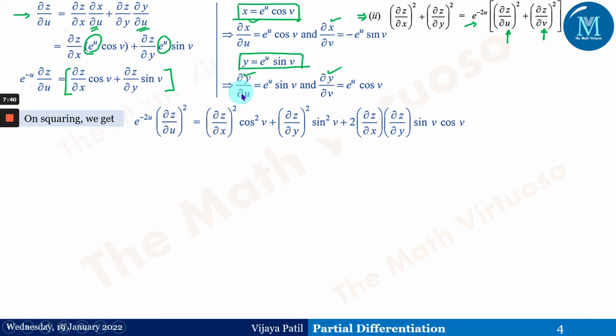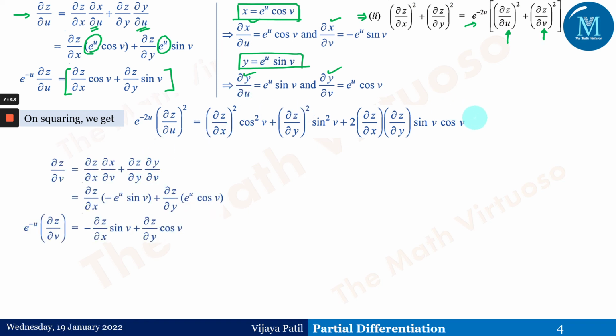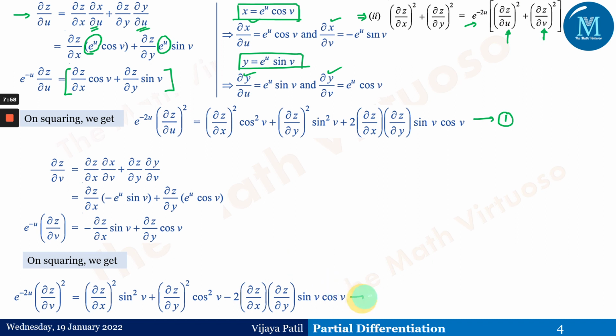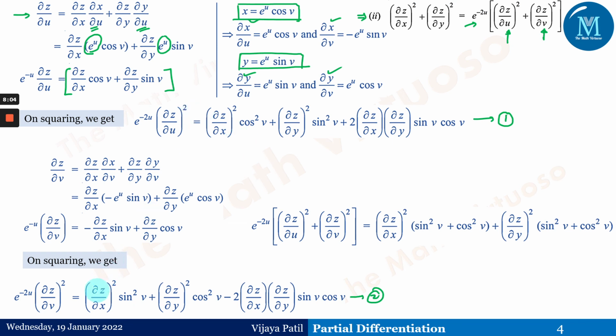So this gives us equation number 1. Then equation number 2 we achieve the same way: we started with ∂z/∂u, now ∂z/∂v, and again squaring both the sides, we get this as the second equation. What we have to do is just add them up, so LHS gets added and RHS gets added. If you observe here, we have (∂z/∂x) the whole square and (∂z/∂y) the whole square, and cos square v, sin square v. So this moves to 1, this also moves to 1, and we remain with the answer.